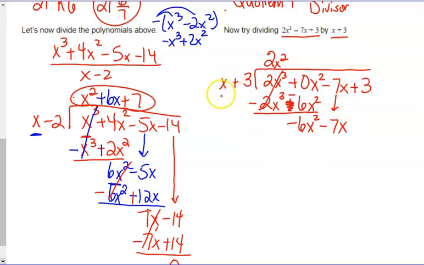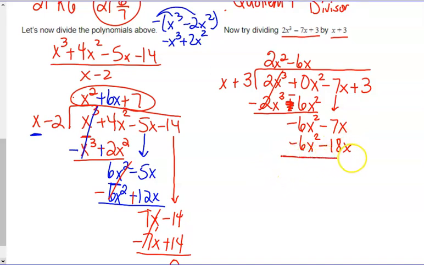What do I multiply x by to get a negative 6x squared? Well, first I need this number, and I'm taking one of these, so that better be a minus 6x that I multiply by x to get this negative 6x squared. So let's do that. Multiply negative 6x times x is minus 6x squared. Multiply negative 6 times a positive 3 gives me a negative 18x. And then we have to subtract.